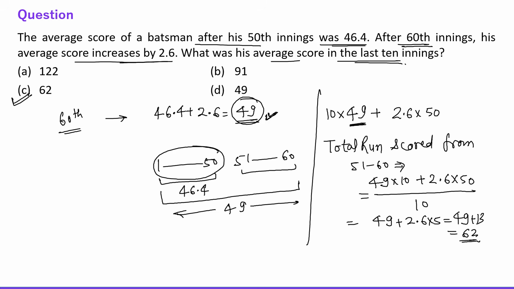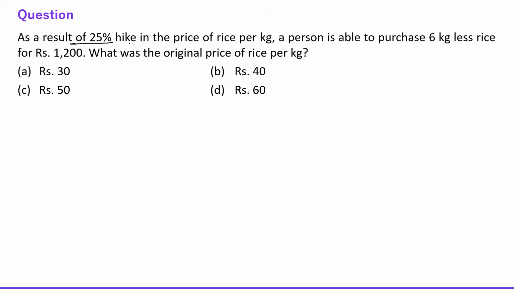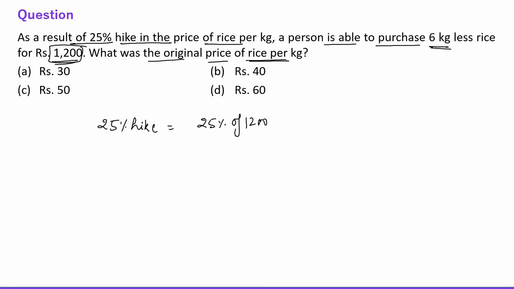Now let's move to the other question. Next question is, as a result of 25% hike in the price of rice per kg, a person is able to purchase 6 kg less rice for rupees 1200. What was the original price of the rice per kg? This is 1200 rupees. 25% hike. So 25% of 1200 is what? 25% of 1200 is 300. 1/4. So 25% of 1200 is 300.